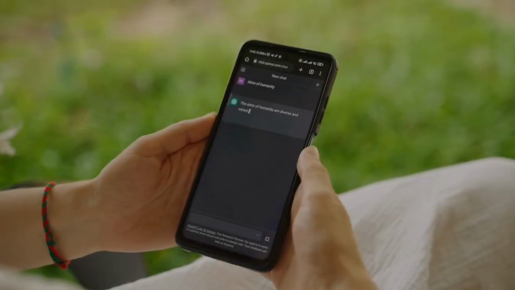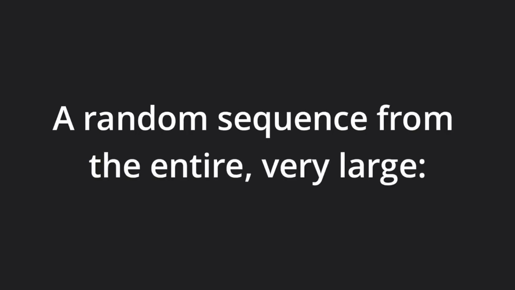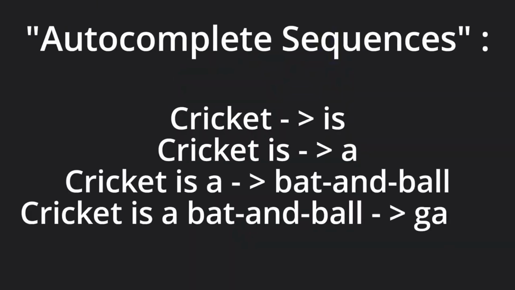GPT-4 has a context length of 32,000 words, and the code that we'll write at the end of this video will depend on the context length passed in. So at every iteration of training, we want to select a random sequence from the entire, very large training dataset and have the model memorize the different autocomplete sequences within it.